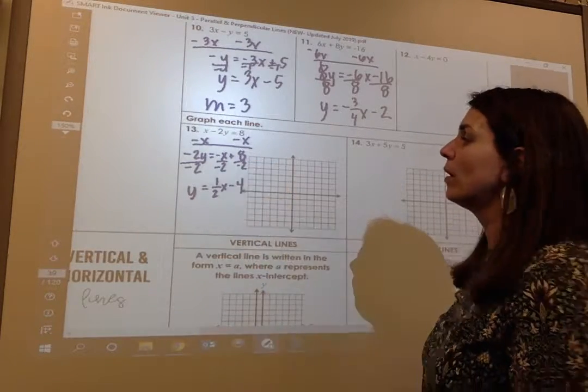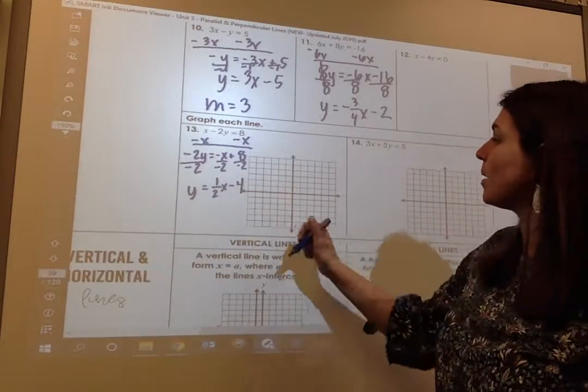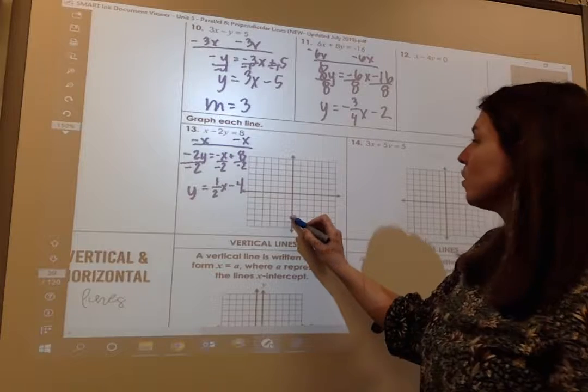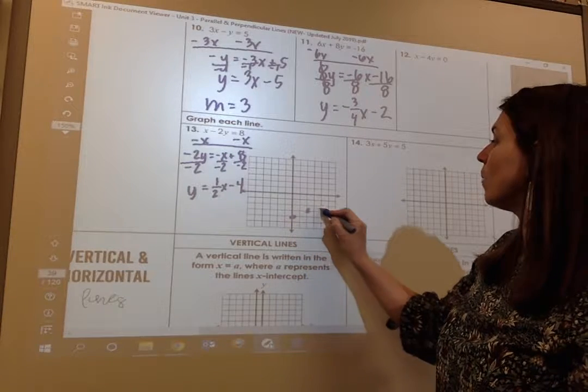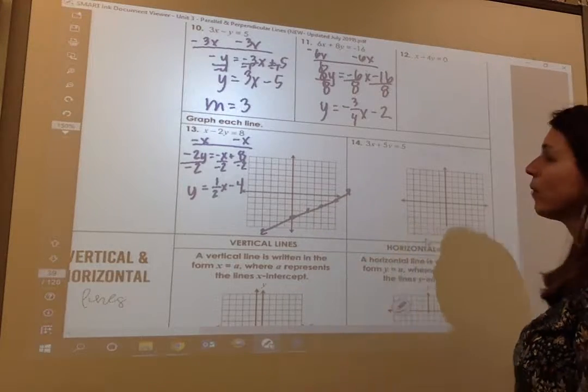Okay, so hopefully you slowed that down and you remember from last year. So now my beginning point is -4. My slope is up 1 over 2, up 1 over 2, up 1 over 2, and I go all the way through.